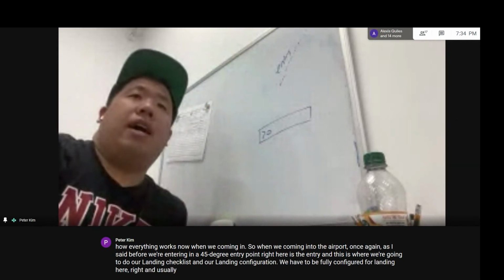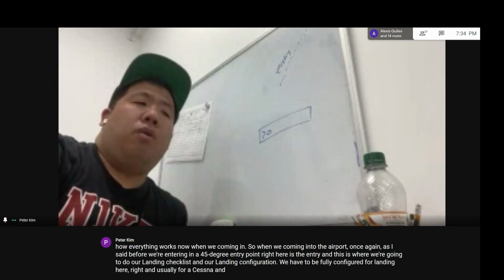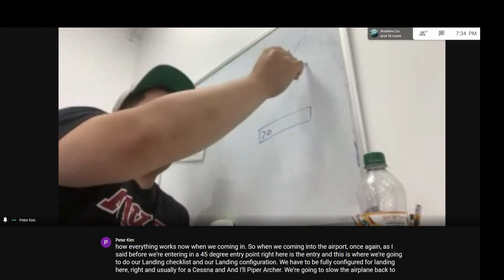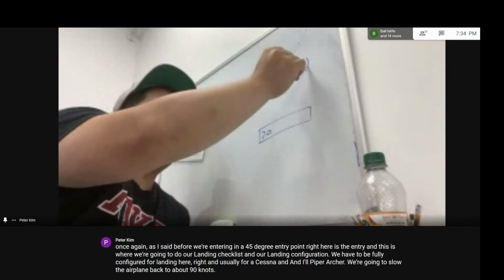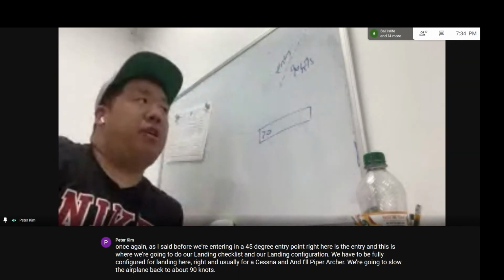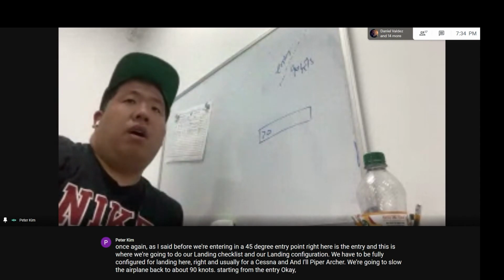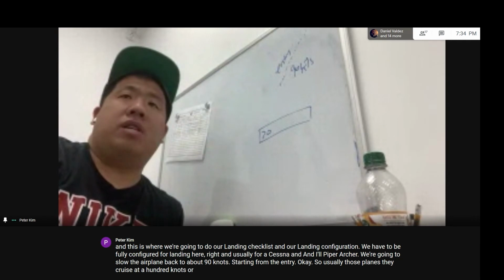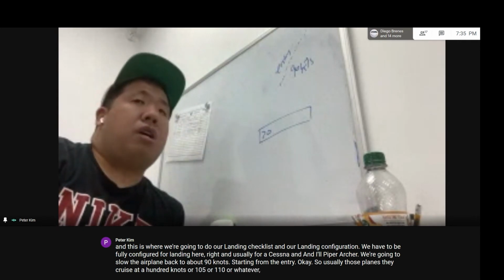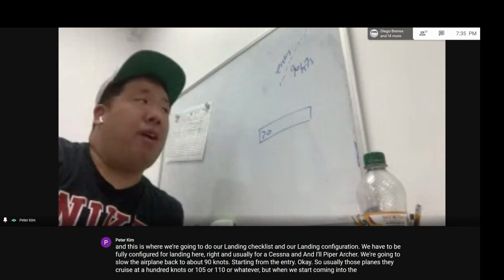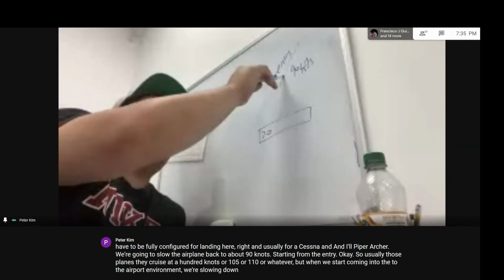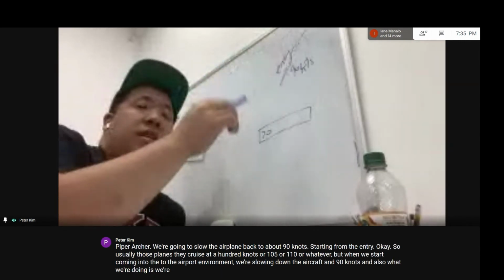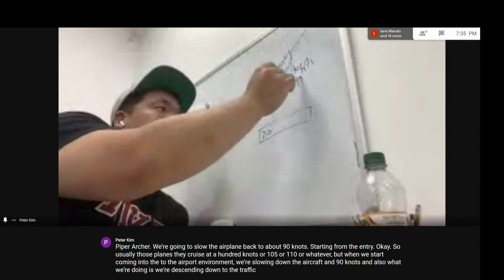And usually for a Cessna and a Piper Archer, we're going to slow the airplane back to about 90 knots, starting from the entry. Usually those planes cruise at 100 knots or 105 or 110. But when we start coming into the airport environment, we're slowing the aircraft down to 90 knots. And we're also descending down to the traffic pattern altitude.